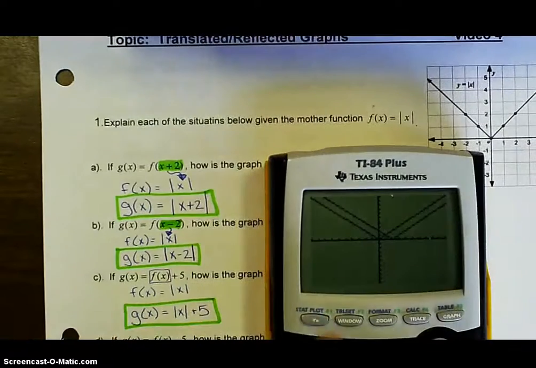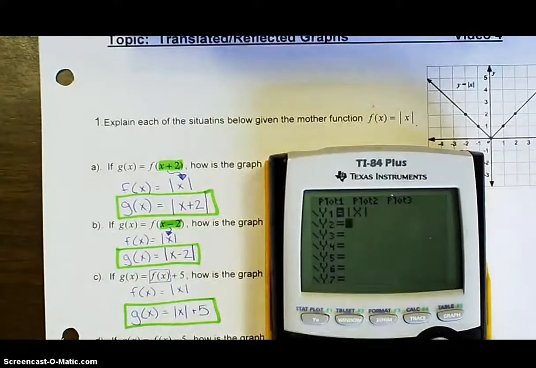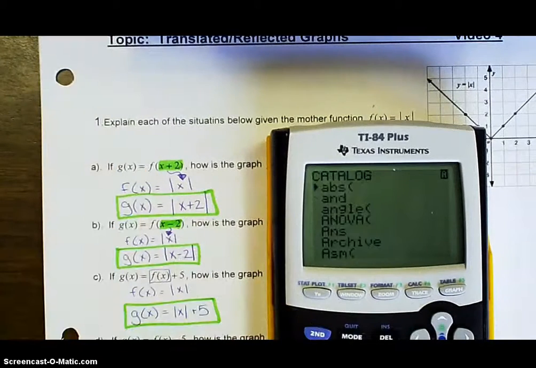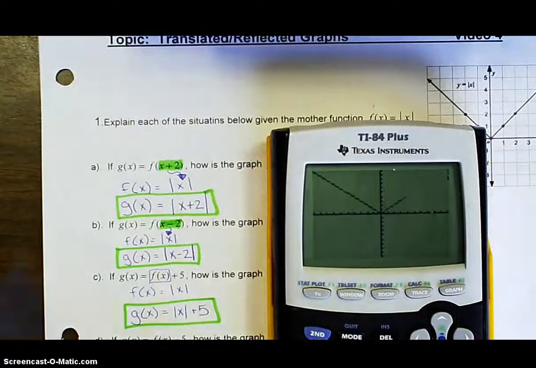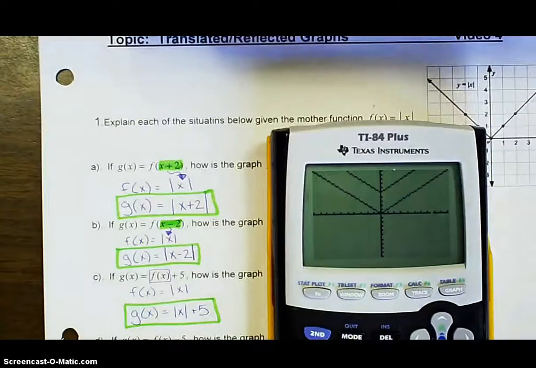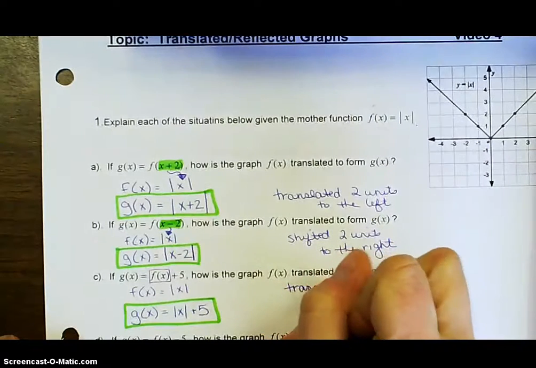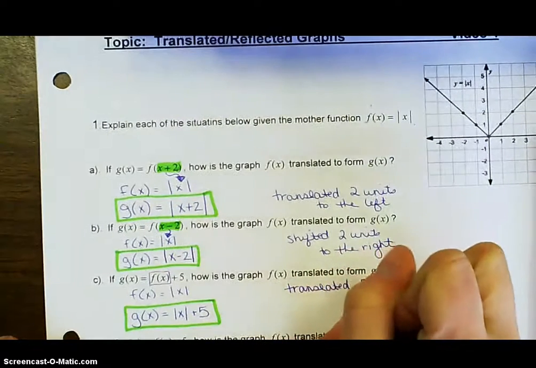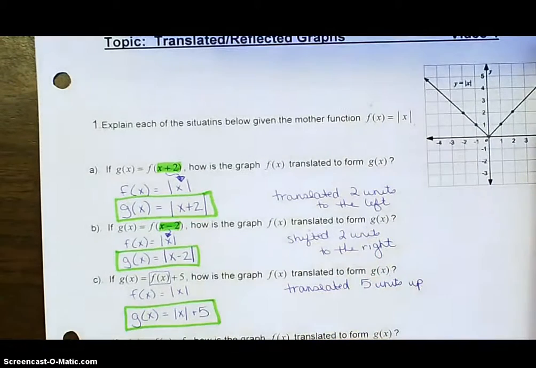So let's go ahead and look to see what happens. I'm going to go back to my calculator. I'm going to keep my mother function as the first one, and now I'm going to do absolute value of x, and I'm going to go over, hit plus 5 and hit graph. Let's see what happens. Ooh, so what happens? It shifted, or it translated. This time it goes up 5 units. So we're going to write it translated 5 units up, and we've got it.